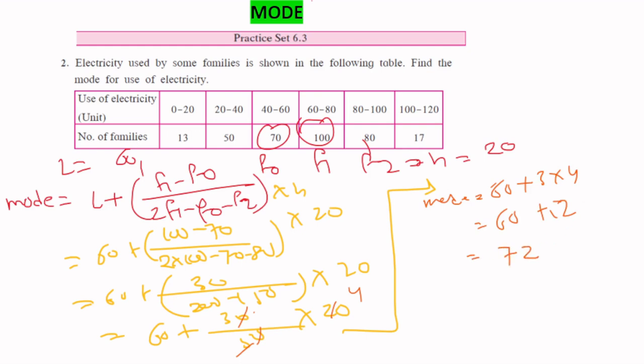72 what? Unit, right? Because it's given 72 unit electricity. Friends, it's very easy. Seriously, if you lose marks while solving the mode, definitely it is not good, and you are losing very easy marks. Okay, let's go to question number 3.